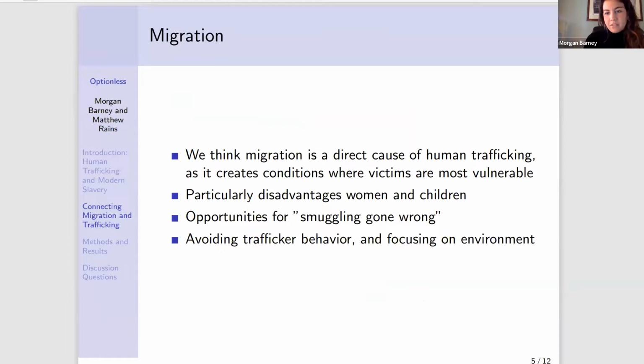And why do we think this? Well, because of vulnerability. We believe that migrants, and oftentimes those that are escaping situations of conflict or are victims of forced migration, face extreme vulnerability, not only physically, but mentally, emotionally, and economically as well, and this can create ripe opportunity for what we call smuggling gone wrong. This particularly targets women and children, who are very vulnerable during situations of migration, and what could start as a human smuggling operation, where we're trying to get you across a border, is then manipulated into a trafficking situation. So in our paper, we're less interested in trafficker behavior. While that is important, we're really looking at these wider environmental, or structural, components as to why trafficking occurs.